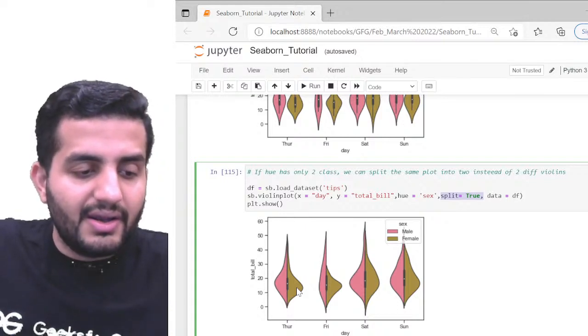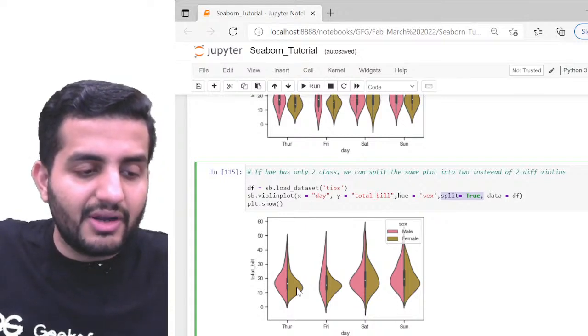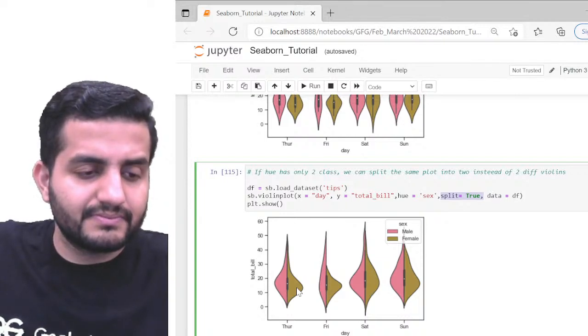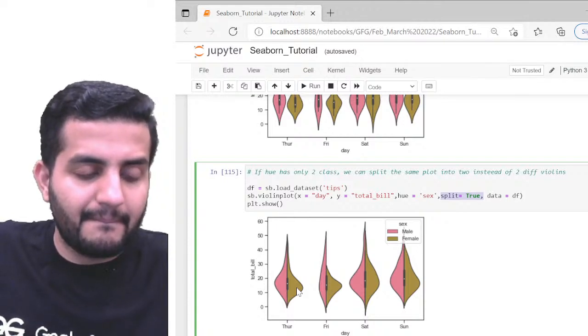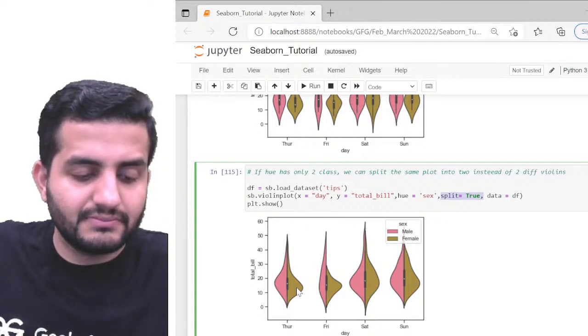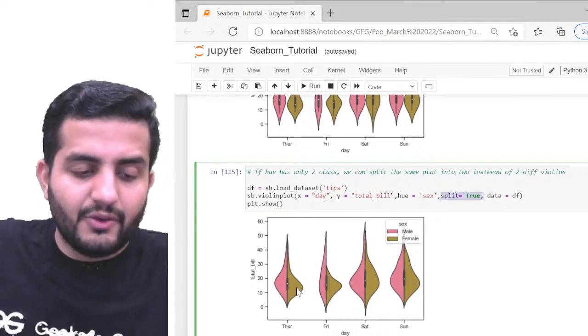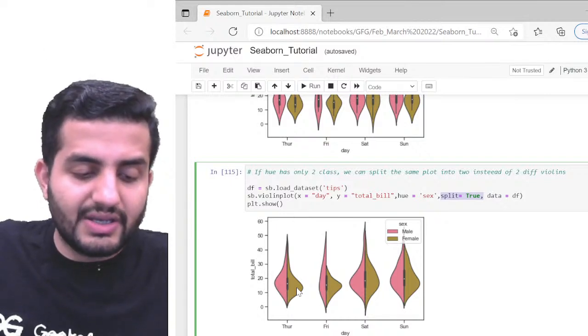Cool. Clear, guys? Any questions? If you're not able to understand anything, just do let me know. Guys, is this getting clear? Quickly, just let me know if this is clear. Just a quick yes or no.